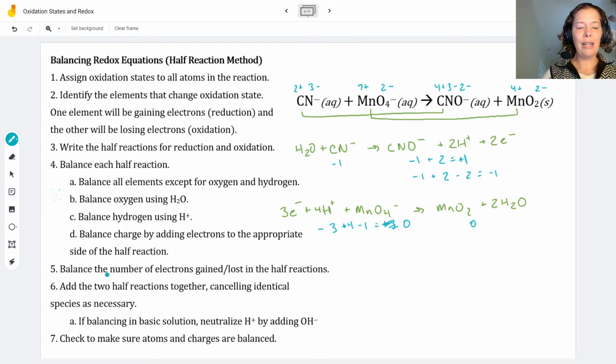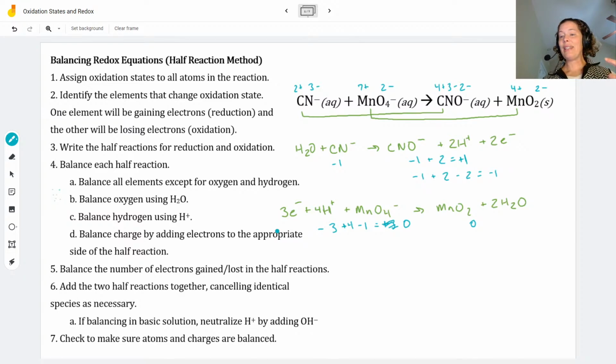So I need to balance the number of electrons gained or lost in the half reactions. You can see in my top half reaction, I have 2 electrons, and in my bottom half reaction, I have 3 electrons. So I need to make these equal, which means I'm not going to just multiply one half reaction like I did in the previous problem. I need to multiply both of them.